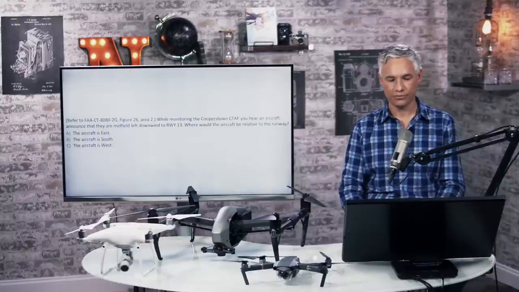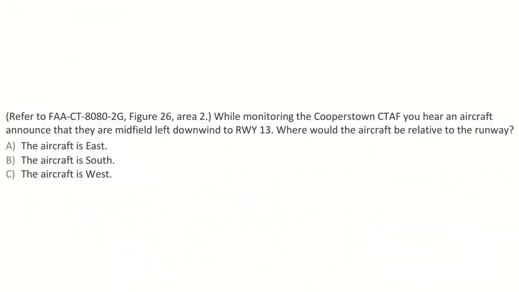Here's a sample question. While monitoring some runway CTAF, you hear an aircraft announce that they're midfield left downwind to runway 13. You can see why you might want to draw this out, right? Where would the aircraft be relative to the runway? I didn't actually get one of these questions on the test. They're on the practice test. They're pretty confusing and completely impractical, since you're probably not going to be flying at a runway.